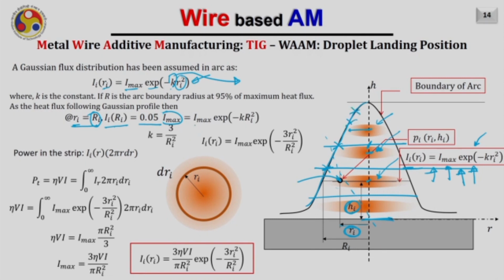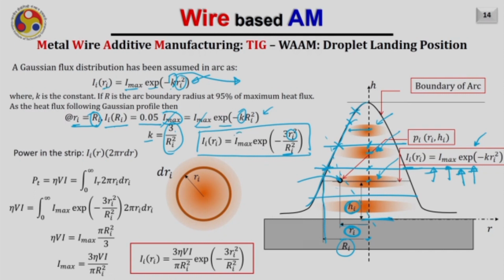So in that case, let me put this value as I max exponential minus K Ri square. The I max will get cancelled, and we can easily obtain from here the value of this coefficient K, and K will equal 3 by Ri square. As a result, your expression for intensity will be I(ri) equals I max exponential minus 3 small ri square divided by capital Ri square, where small ri is the distance from the center of the axis to anywhere in the arc, and capital Ri is the distance from the center of the axis to the boundary of the arc.